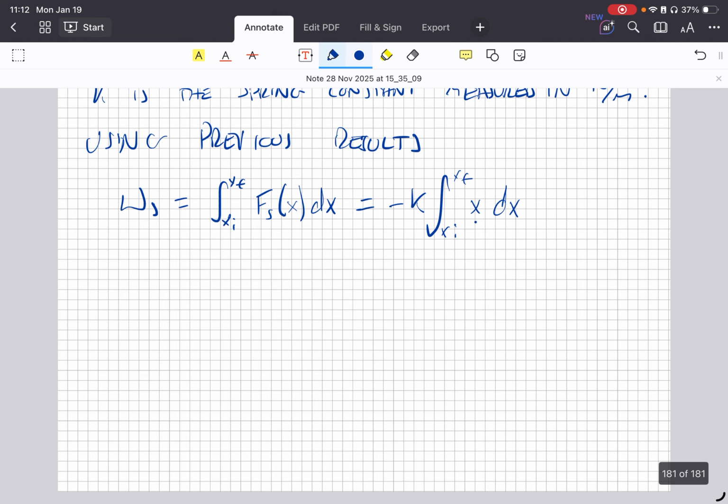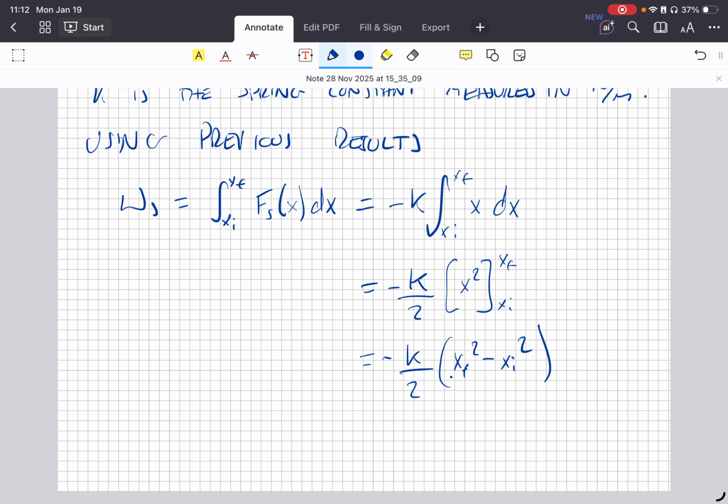Okay, and we know how to do this integral. It's just the integral of a polynomial term. When we do this integral, we get minus k. We're going to get a factor of a half from here, so this will become x squared over 2. So I get minus k over 2, and it's going to be x squared evaluated between xf and xi. So this just becomes minus k over 2 times xf squared minus xi squared.